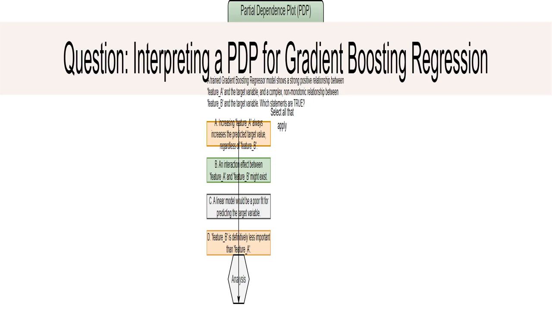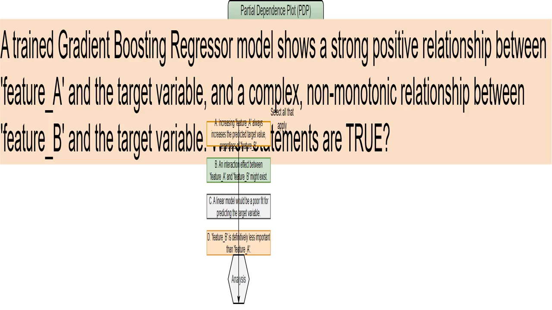This question tests my understanding of partial dependence plots, PDPs, specifically how I interpret them when using the scikit-learn library's PartialDependenceDisplay function. I need to analyze a PDP for a gradient boosting regressor model and determine which statements accurately reflect the plot's implications. It's all about applying my knowledge of PDPs to a practical scenario. I'm given a scenario where a trained gradient boosting regressor model is used to create a partial dependence plot.